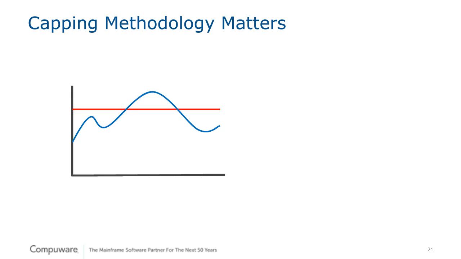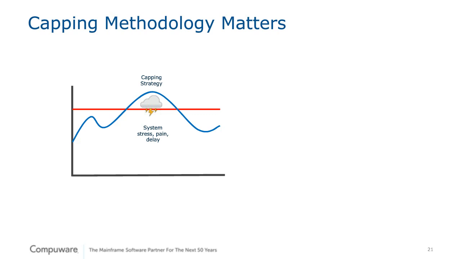If you're capping to contain costs now, this graph should look familiar. The red line is your cap. The blue line is your rolling 4-hour average. When the blue line crosses the red line, the system begins to throttle your MSUs per hour. This is when trouble can start.